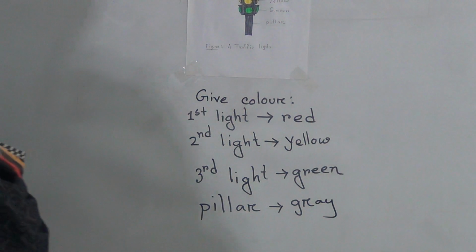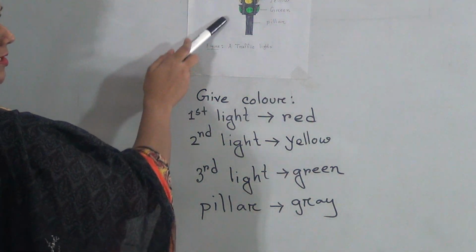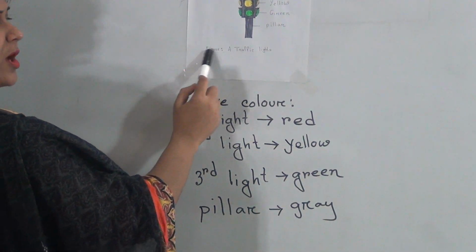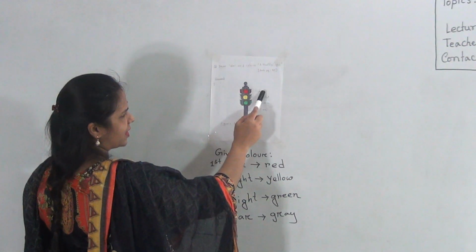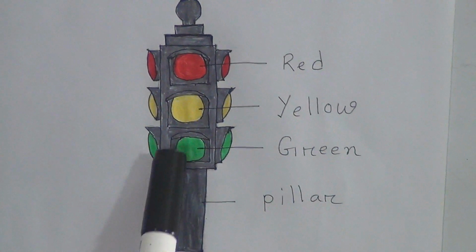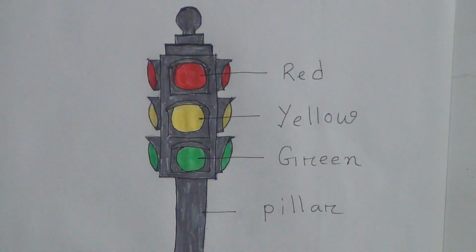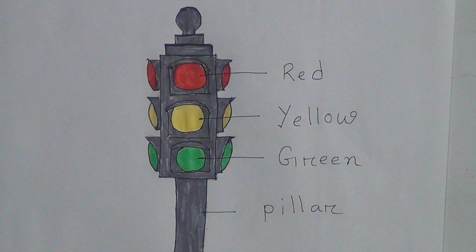Dear student, in this way you have to color the picture of the traffic light, and then you have to write the figure. Again I am telling that the first light you have to color red, the second light you have to color yellow, and the last one you have to color green, and the total pillar you have to color gray, and you have to write figure: a traffic light.